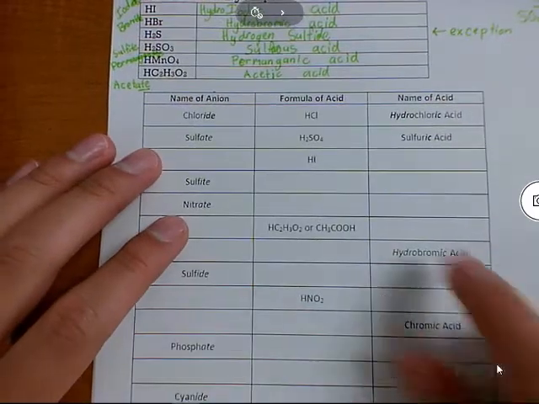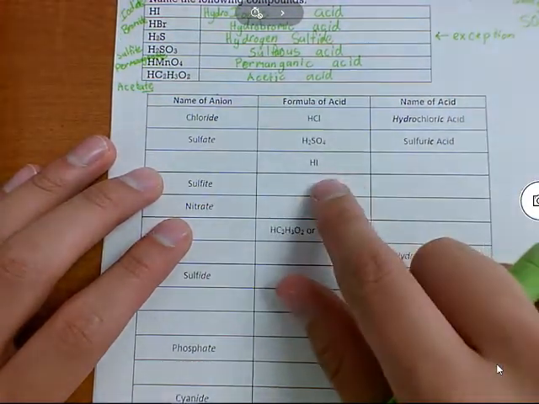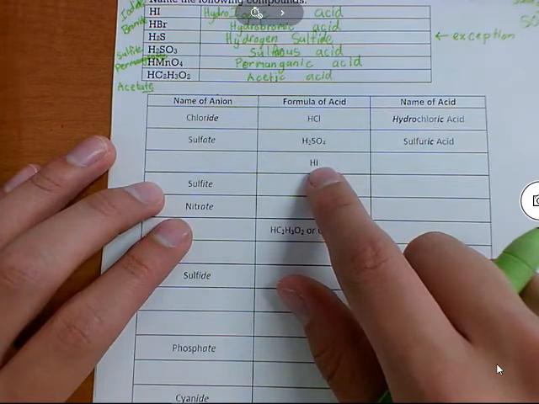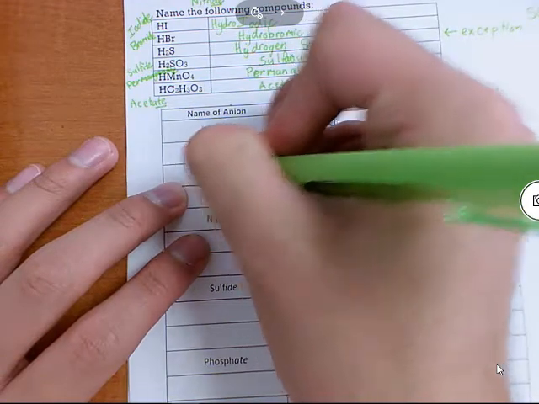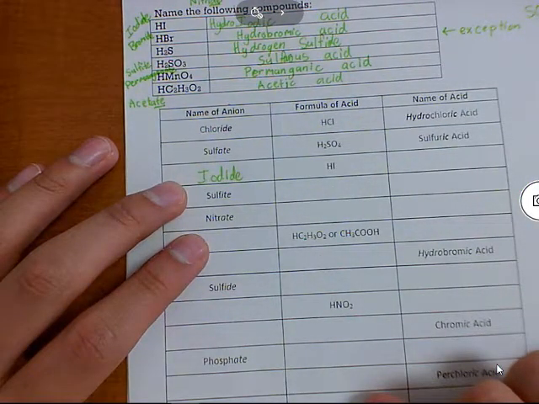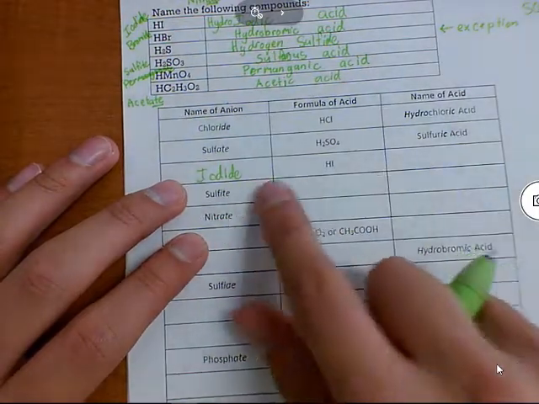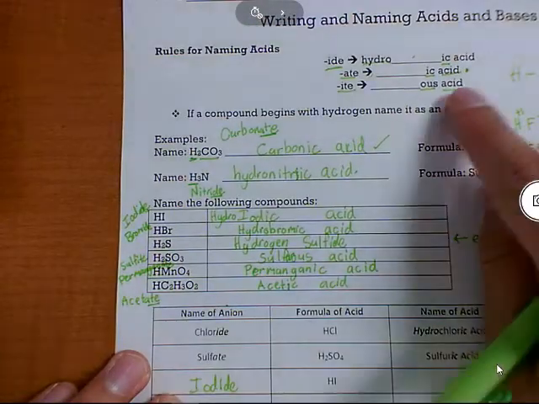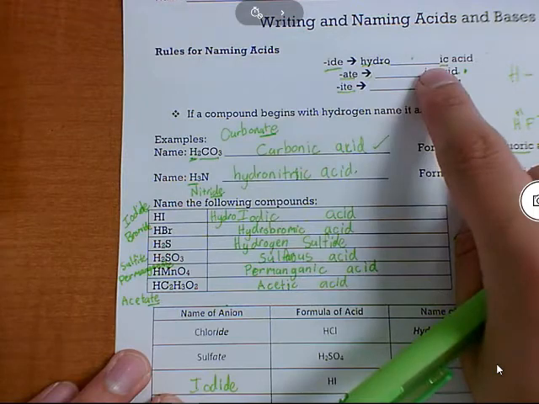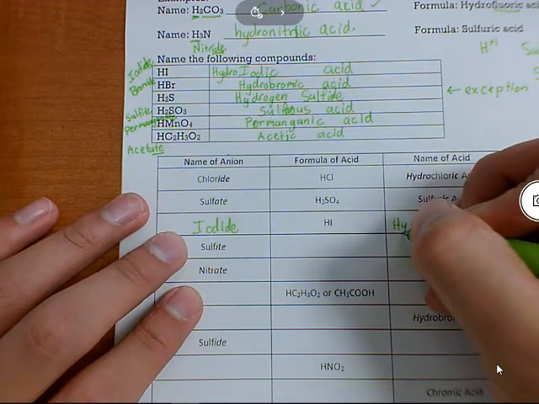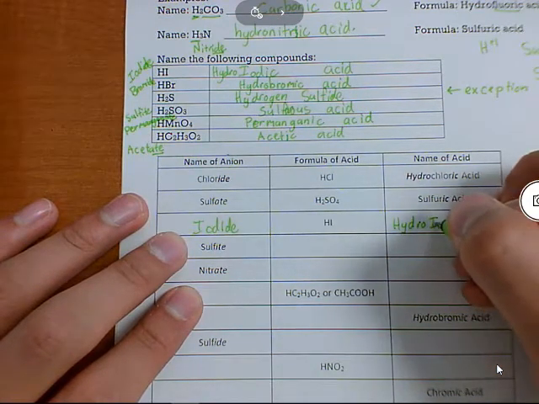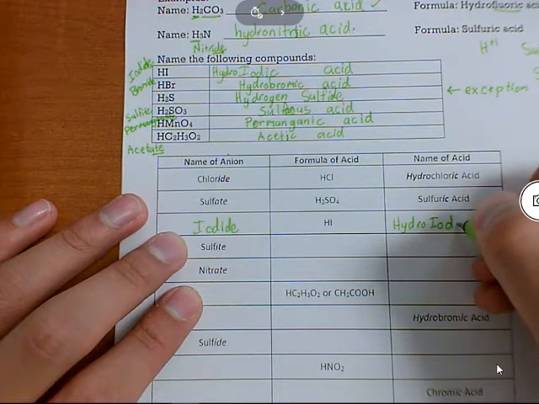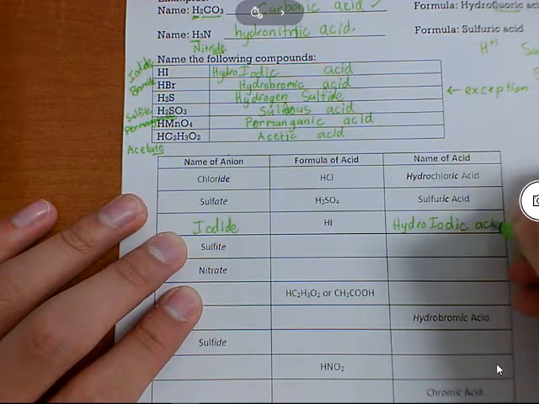Okay. All right. HI. We've already done that one up there, but let's just do it again. I, the name of the ion. I is iodide, because it's just an element. And the way I'm going to name it, that's going to follow rule number 1. Hydro, iodic acid. So hydro. I'm sorry, I don't mean to capitalize that. I just keep doing it for some reason. Acid.